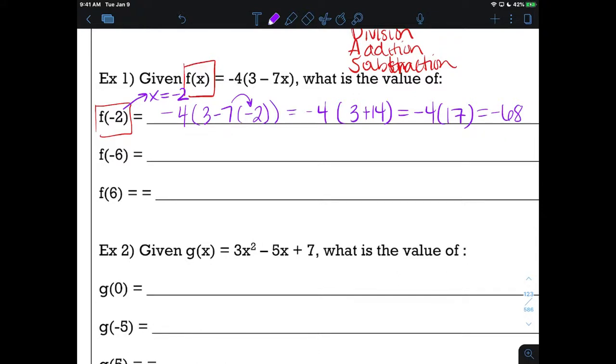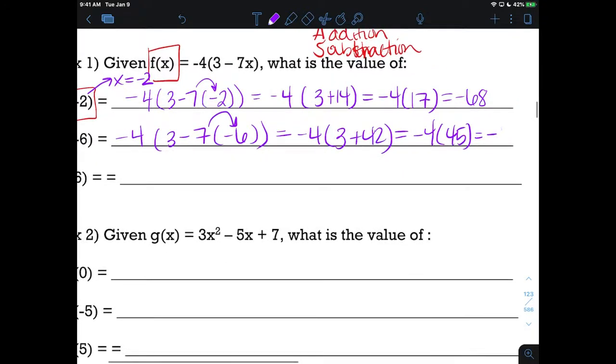Okay, let's try the next one. Remember, all I'm doing is changing the x to whatever number they write inside the parentheses and then simplifying. So f of -6 is equal to -4 times 3 minus 7 multiplied times -6. I'm going to do this first parentheses. Now I'm going to go ahead and get rid of the second one. And I end up with -180.